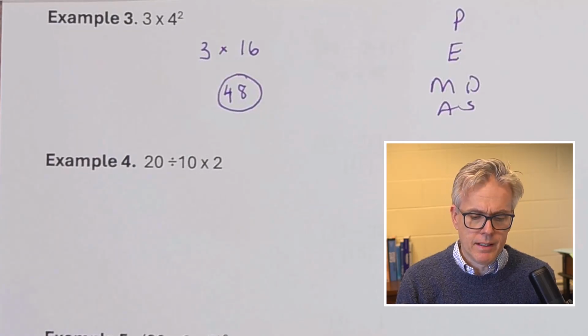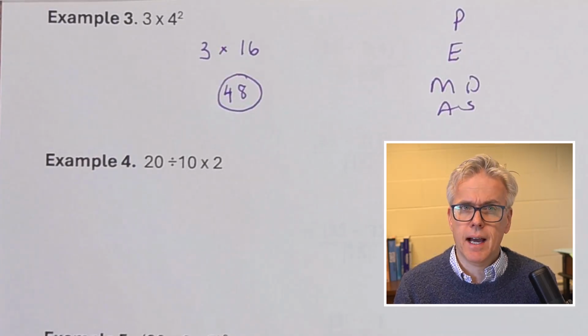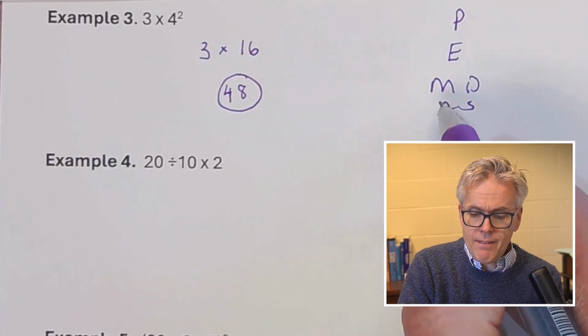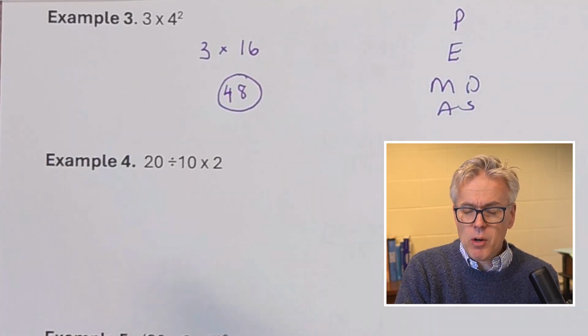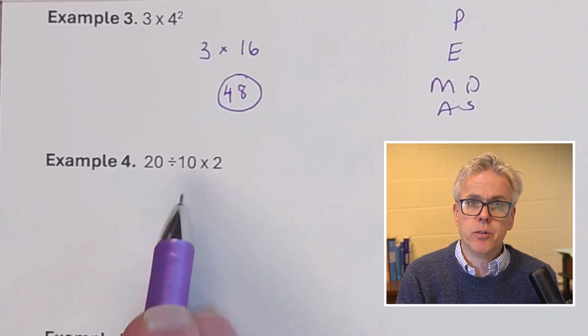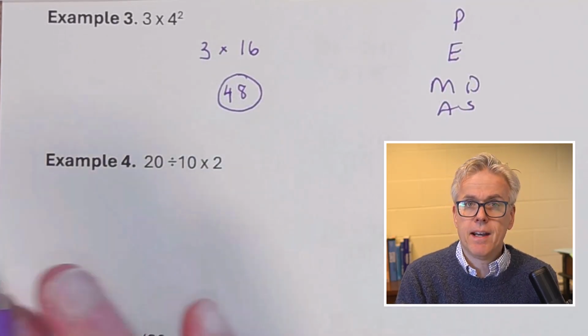How about this next one? 20 divided by 10 times 2. So here, again, we don't have exponents or parentheses. We have multiplication division, and this one's a tricky one. We would not say 10 times 2 and then divide 20 divided by that.